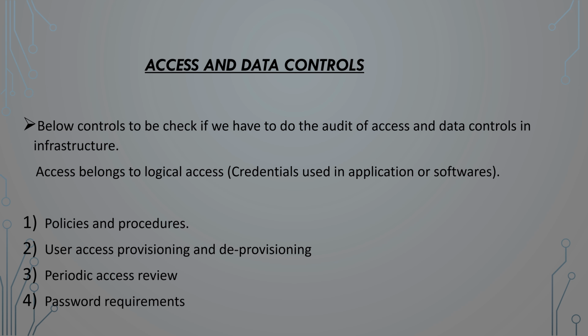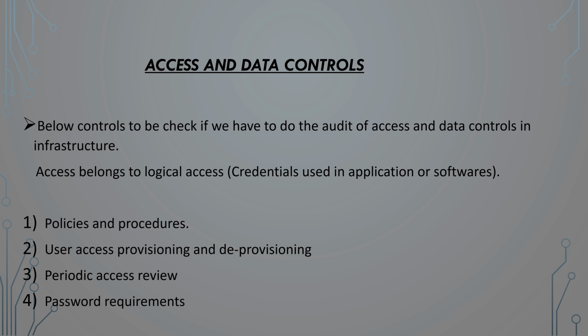Data controls are those appropriate controls which ensure a kind of safeguard of our data, which prevents us from the external intruders. Now the question arises, what needs to be checked if organization asks us to audit the access and data controls module. So first we have to check what are the policies and procedures the organization is following.